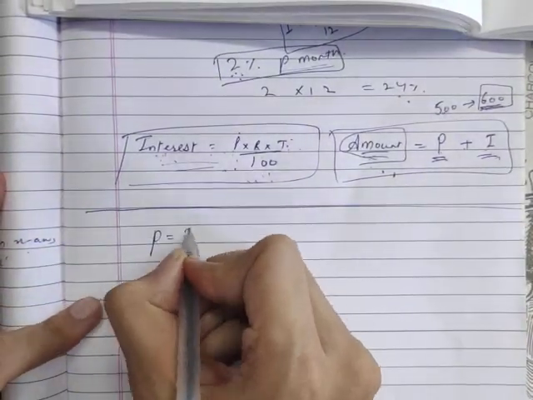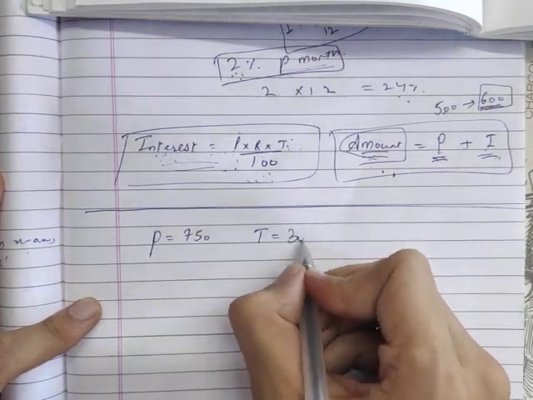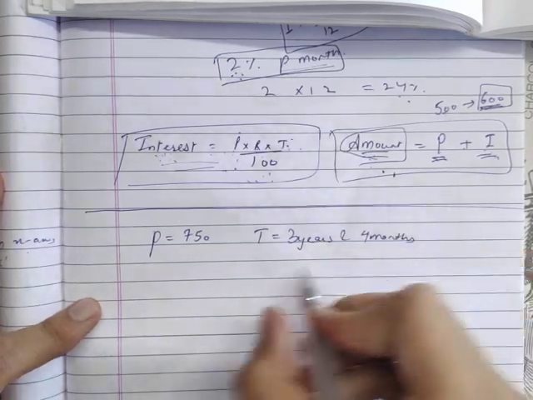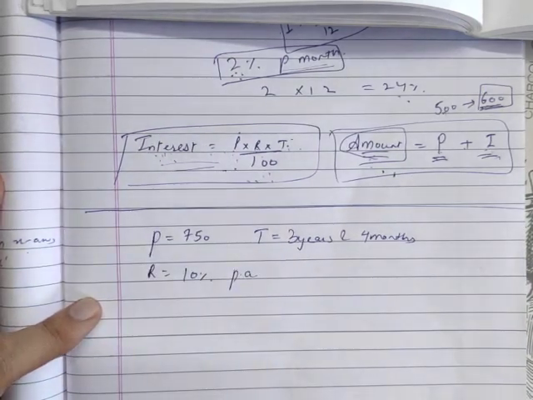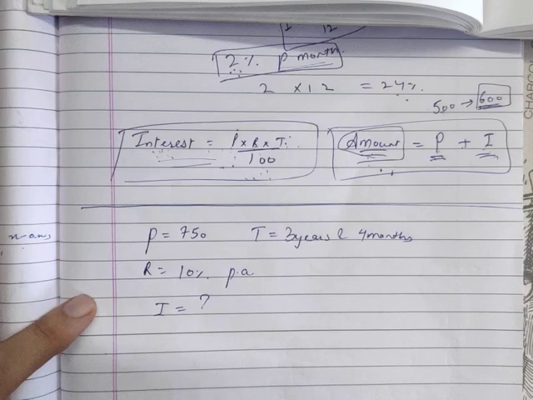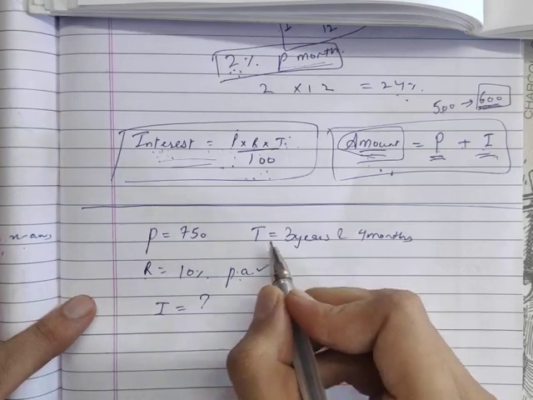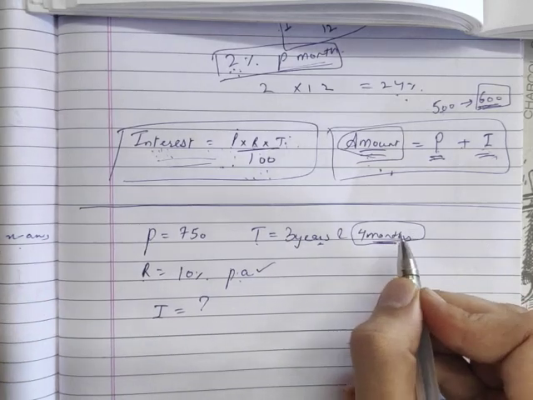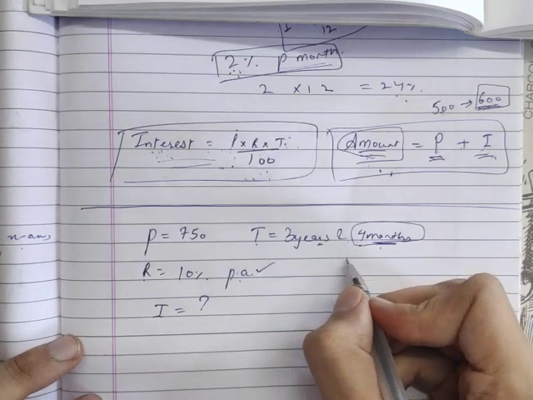So P equals 750, T equals 3 years and 4 months, and R is equal to how much? 10% per annum, and I have to calculate interest. So I know the formula, but as I said, just before you begin, check कि आपका rate of interest per annum होना चाहिए. हाँ है. आपका time year में होना चाहिए. हाँ है, but these months also should be converted into years. So let's convert it first.